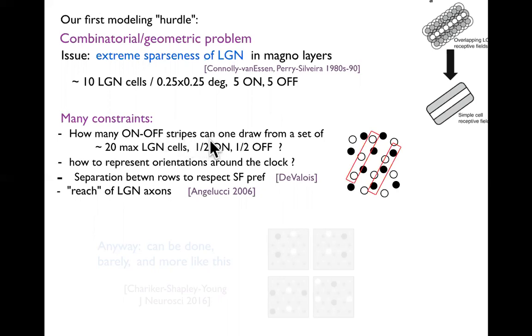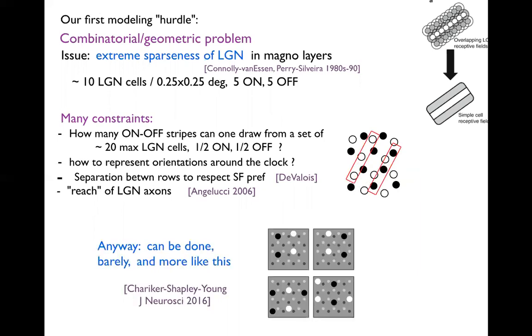So what are the problems when we try to do that? It's really hard to find two or three rows of on and off among so few, not to mention having to represent that around the clock. Also there are constraints on the separation and so on. So we weren't sure it could be done or not. But cutting a long story short, we found that it could be done, but barely. There's not a whole lot of room to spare. We couldn't meet a lot of experimental conditions using this few cells, but barely.